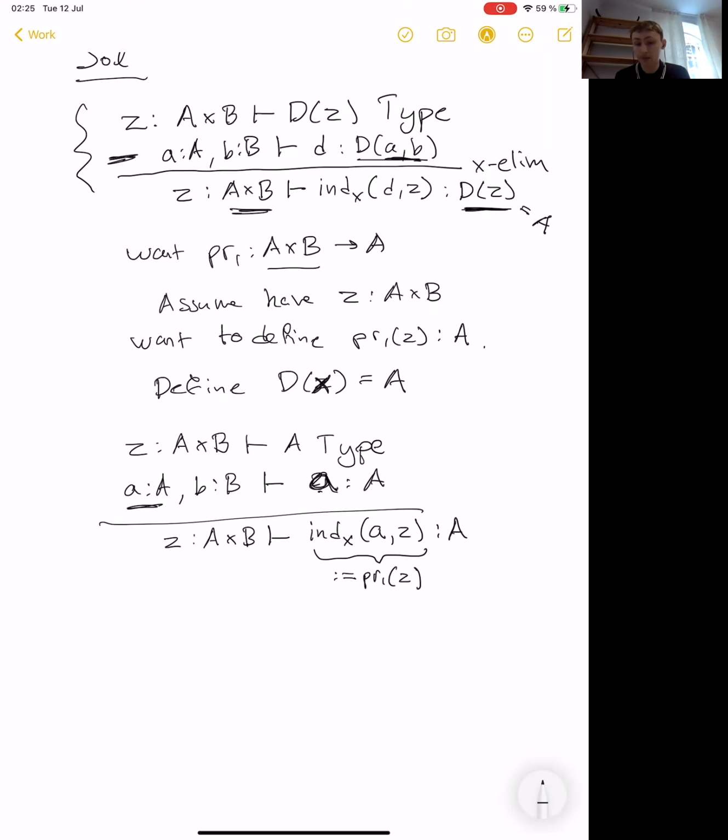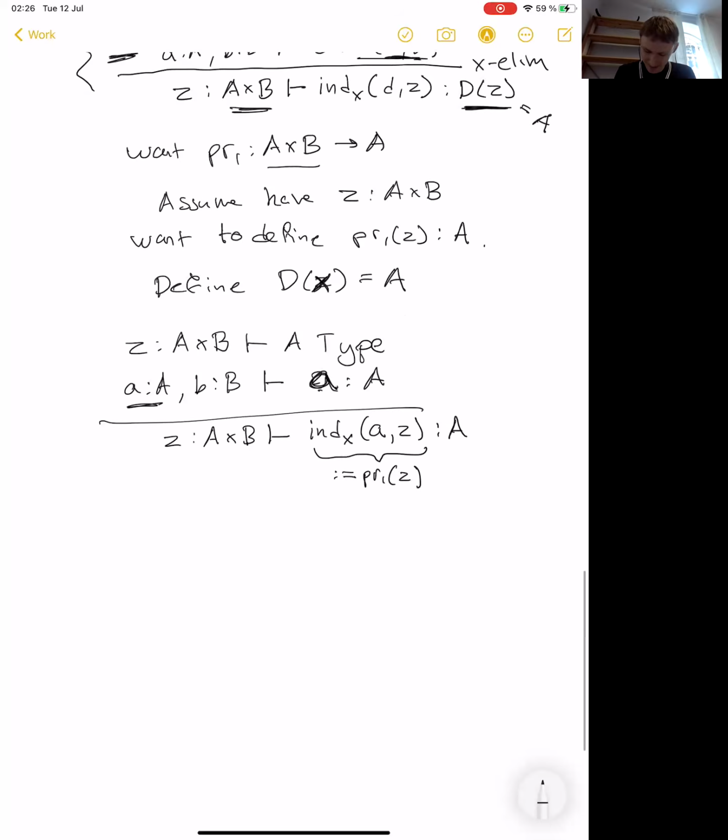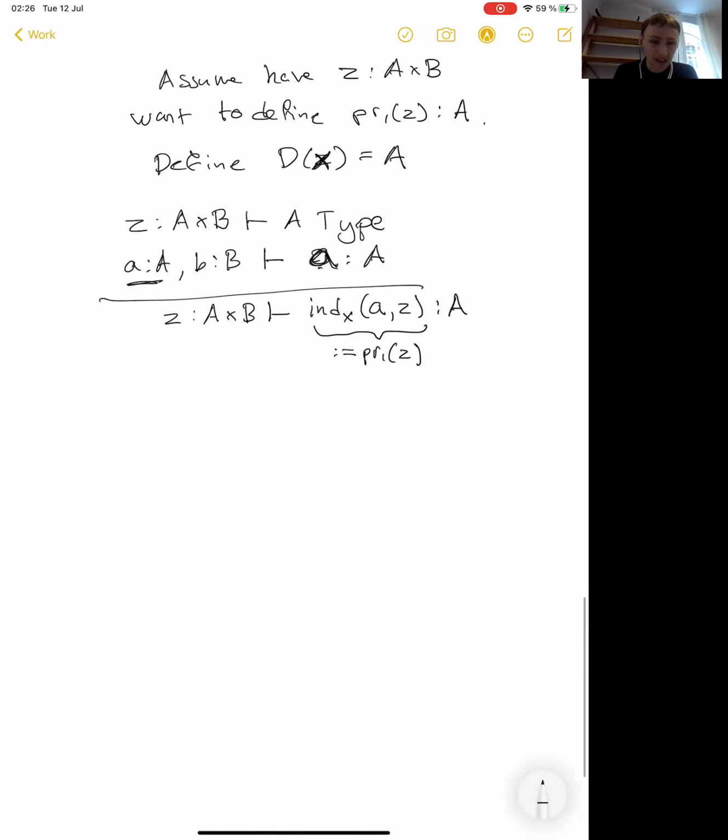And for PR2, the second projection, you'll do the exact same thing. It's just that you replace all the A's by B's. Okay. I hope that made sense. It's very likely that I made some mistakes somewhere. I'm not very good with this formal stuff, but hopefully I didn't.